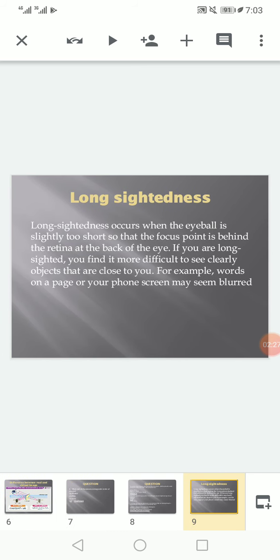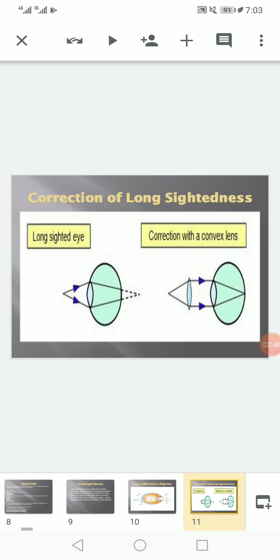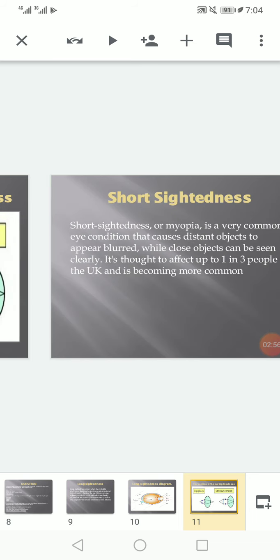Now let's discuss long-sightedness. Long-sightedness occurs when the eyeball is slightly too short so that the focal point is behind the retina at the back of the eye. This diagram shows what happens to a long-sighted eye, and this is how it can be corrected. Long-sightedness can be corrected by use of a convex lens.